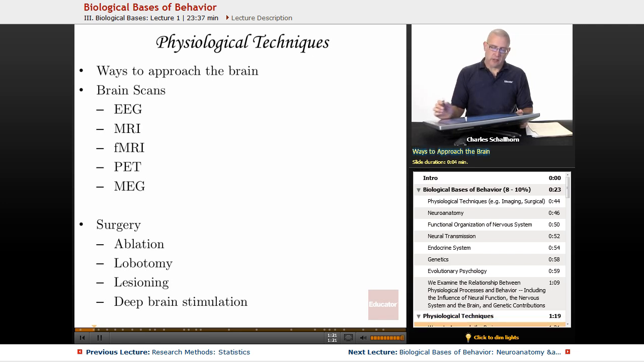So first, we're going to look at ways to approach the brain. We're going to look at some brain scans, and we have 5 different brain scans that you need to be familiar with. You're going to typically encounter 2 to 3 of them on your AP Psych exam. And then ways that we can use surgery or physical techniques to get into the brain to alter what's going on.